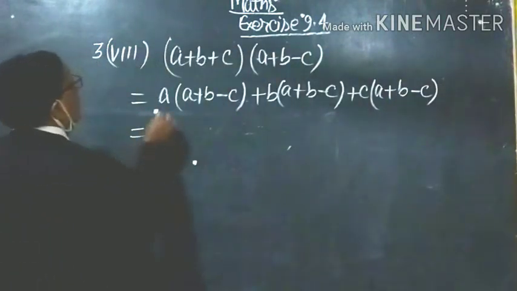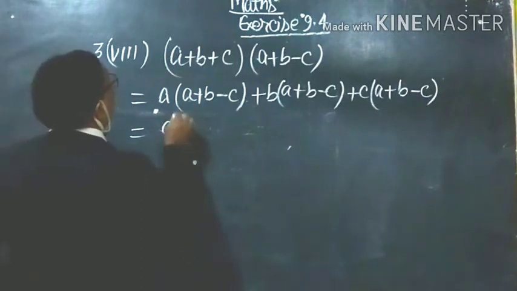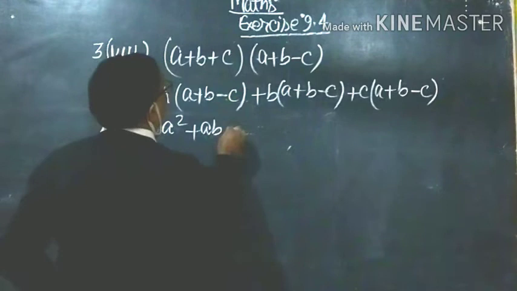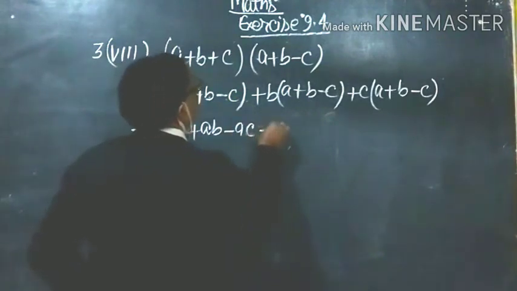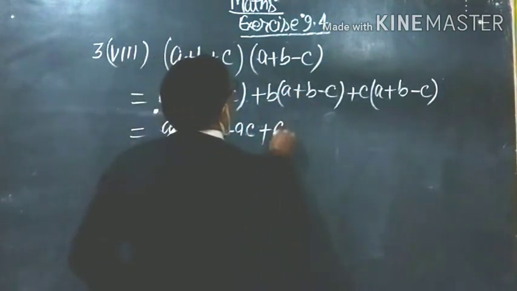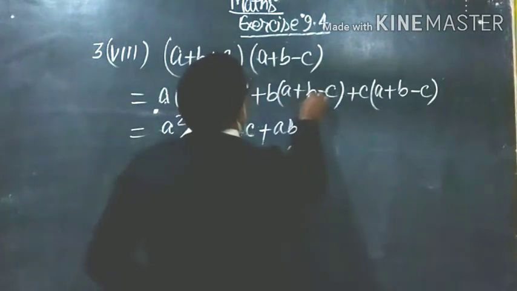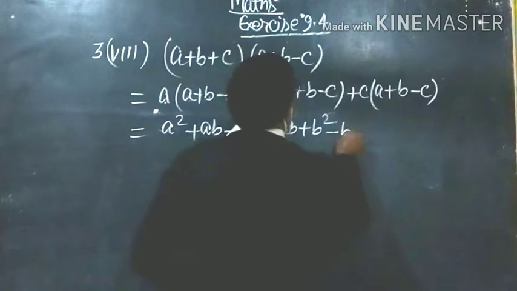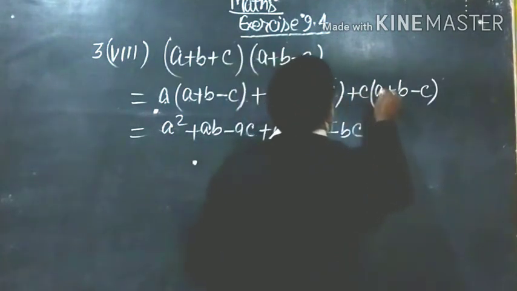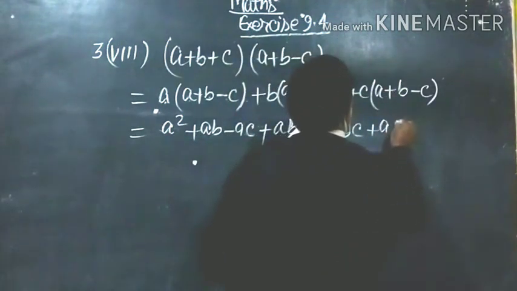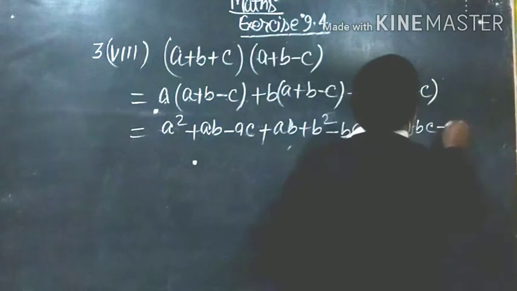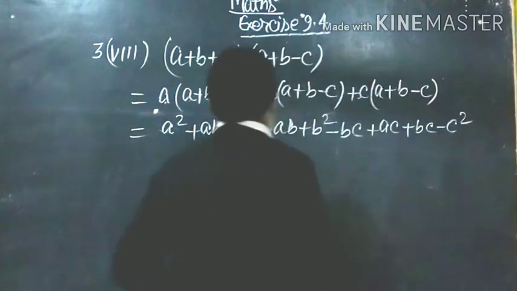You get a into a, a square; a into b, plus ab; a into minus c, minus ac; plus b into a, ab; b into b, plus b square; b into minus c, minus bc; plus c into a, ac; c into b, plus bc; plus c into minus c, minus c square.